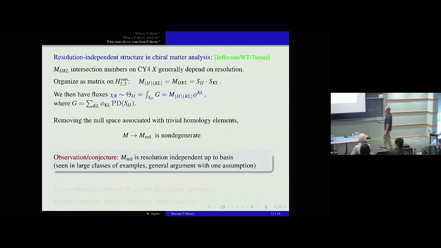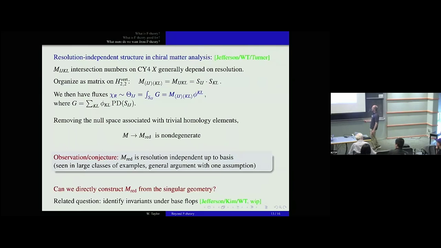And it turns out that this reduced matrix, that is the matrix describing the inner product of vertical middle cohomology on a general Calabi-Yau fourfold, turns out to be independent of resolution. So this is some mathematically resolution-independent structure which governs the physics, and it's totally not obvious from the M-theory point of view why this should be resolution independent.